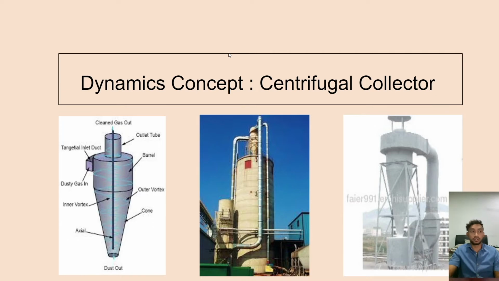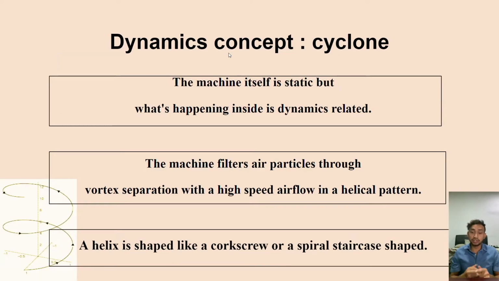So the first point is, the machine itself is static, but what's happening inside the machine has dynamics related. How it works is the machine collects air particles through a vortex separation with a high speed airflow, and it's shaped like a helical pattern inside the machine, so it turns like this. A helical pattern is mostly called a helix, and it's shaped like a corkscrew or spiral staircase, like cylindrical coordinates.